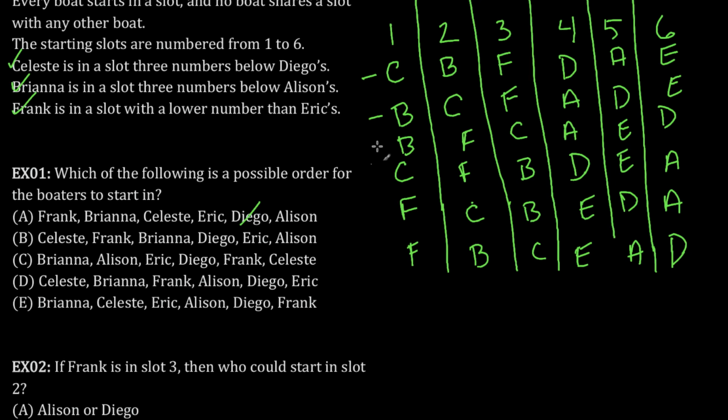Celeste, Frank, Brianna. Diego, Eric, Allison. It looks like this one might be good. Brianna, Allison, Eric. Brianna. There's no Allison after Brianna. Celeste, Brianna, Frank. Okay. Allison, Diego, Eric. Allison, nope. Brianna, Celeste, Eric. Brianna, Celeste, nope. No Eric. So, in fact, it was answer choice B.